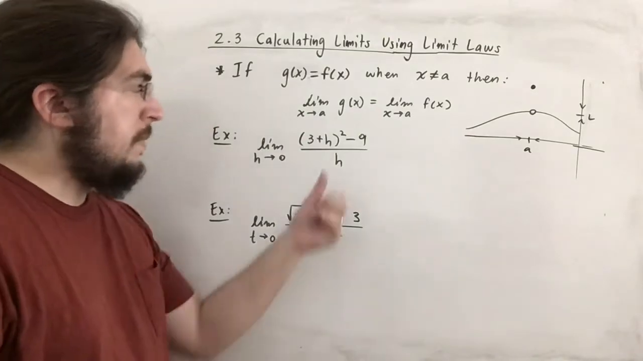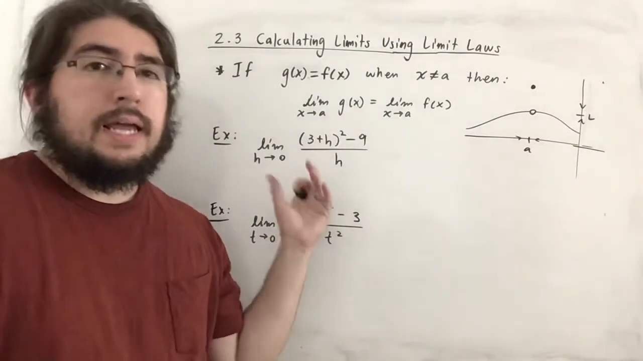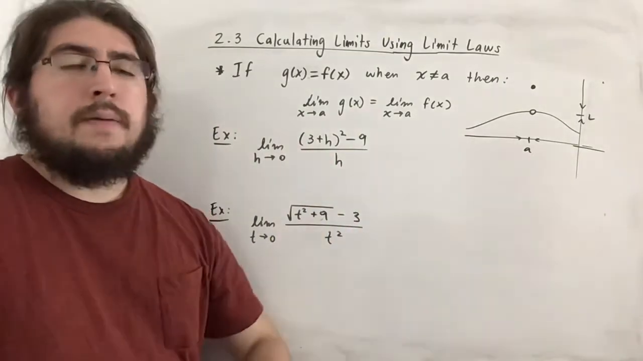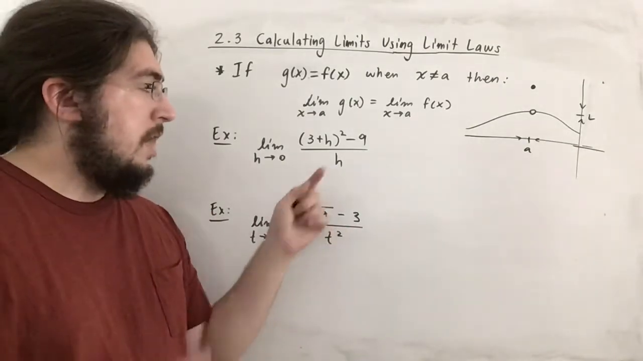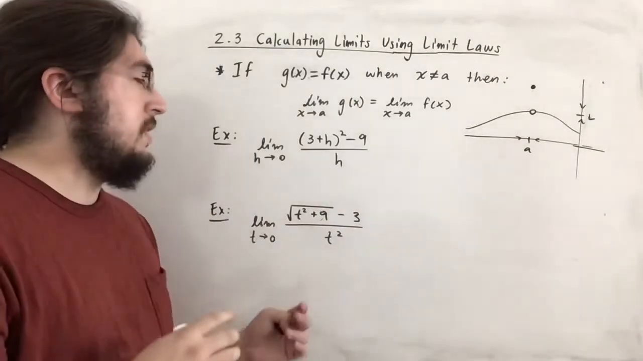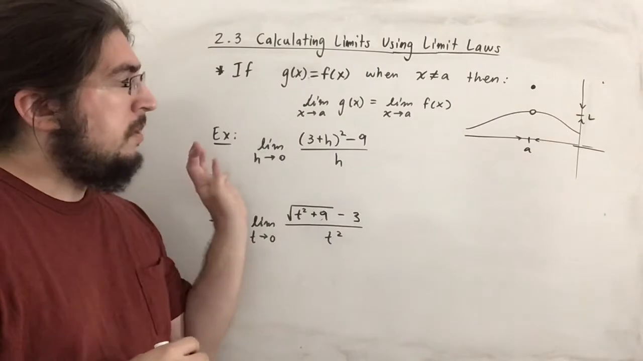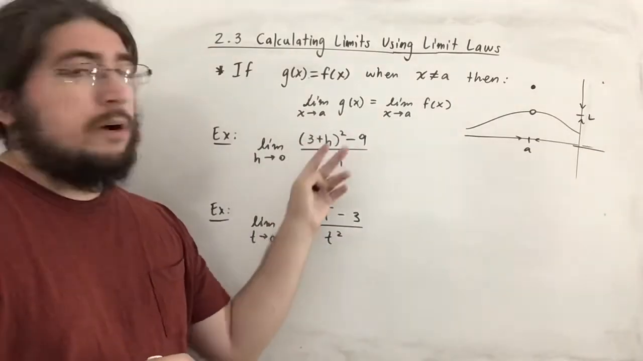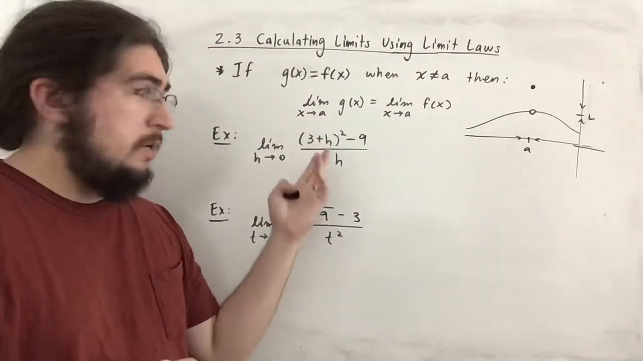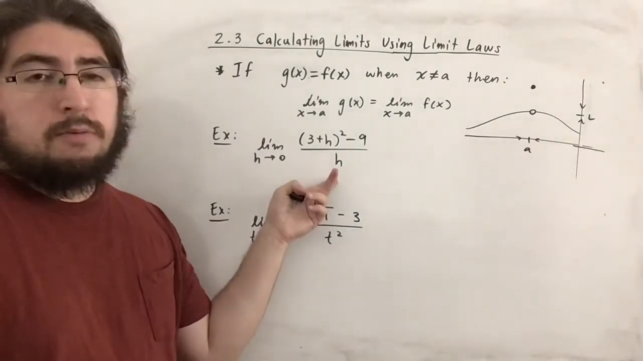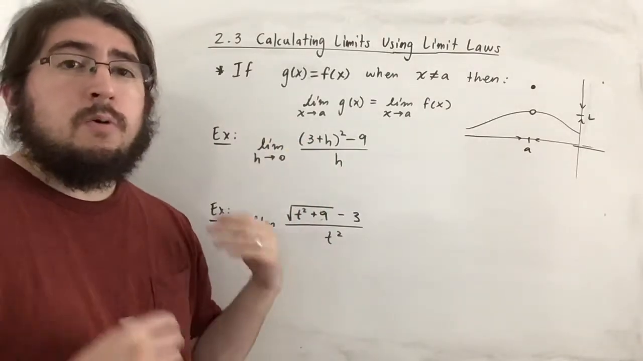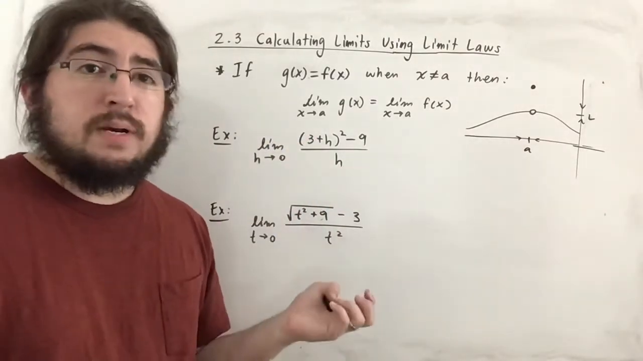So I'm going to manipulate this expression so that it looks like a different expression. Basically, I'm going to cancel out the denominator because that's what gives us problems here. Notice when we plug in 0 directly, we get 3 squared, which is 9, minus 9, so that's 0, over the denominator, which will be 0 too. So we get 0 over 0, which I described earlier as being an indeterminate form.